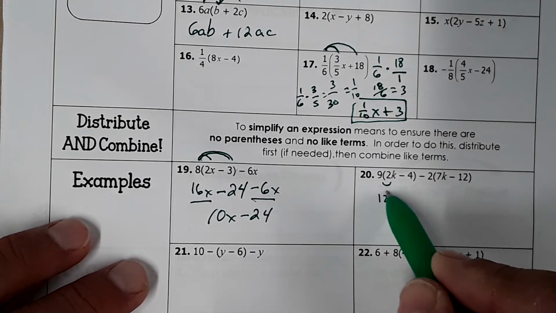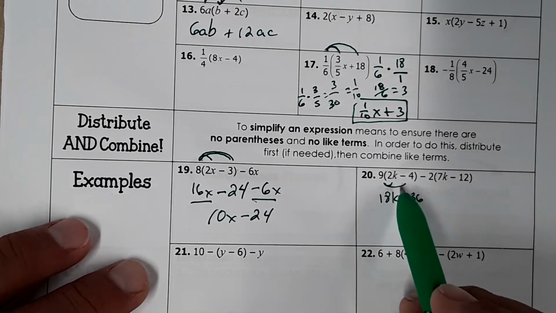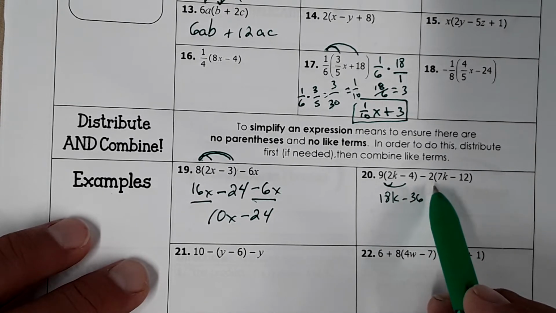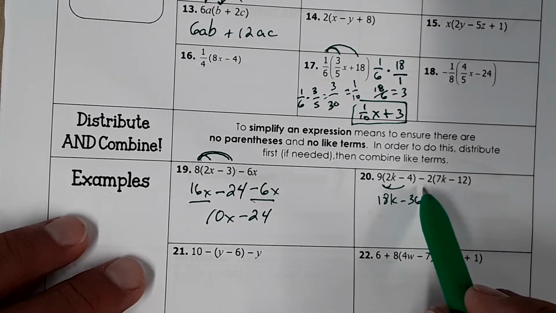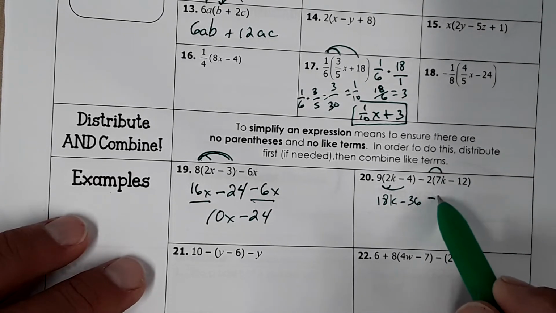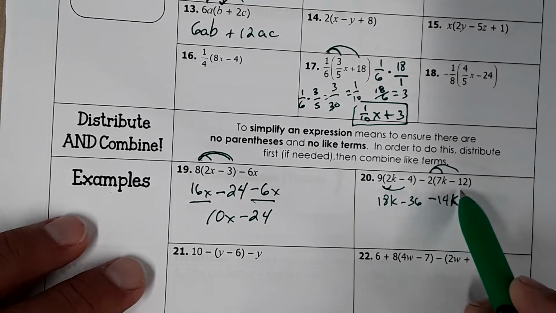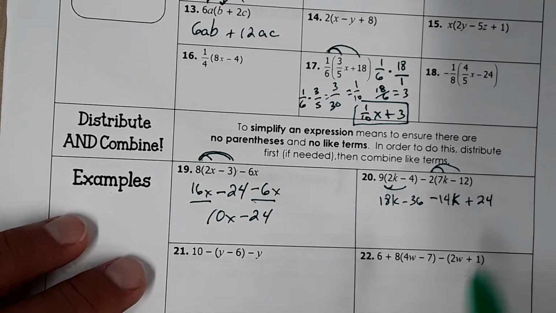This would be 18k minus 36. And then I've got this other one that I'm going to distribute a negative 2 to both of these guys. You've got to be careful now. I know that's subtraction, but again, we're treating it as a negative. So negative 2 times 7k is negative 14k. And negative 2 times negative 12, well, negative times negative is a positive. 2 times 12 is 24. So it leaves me with this.